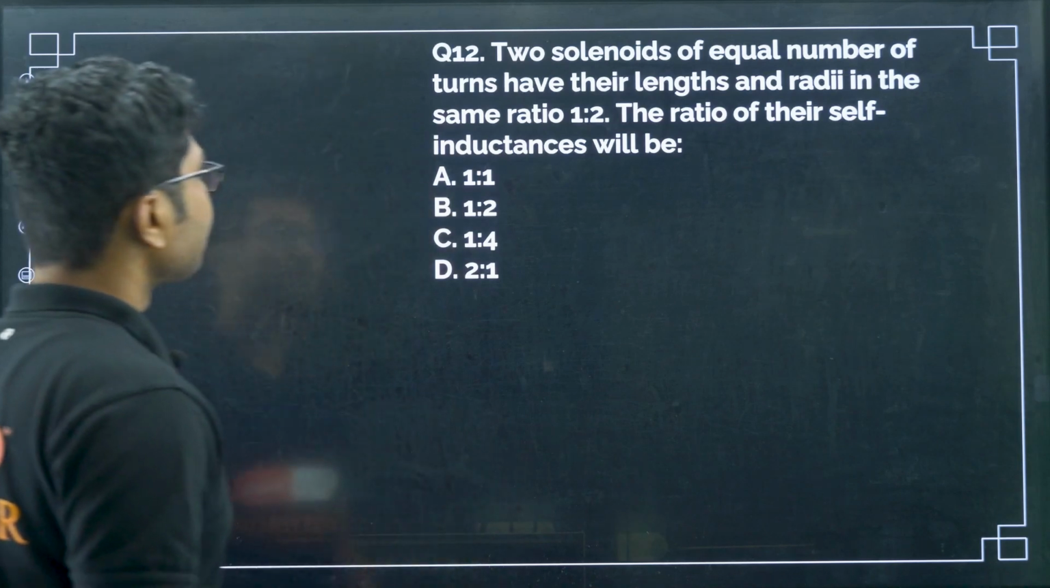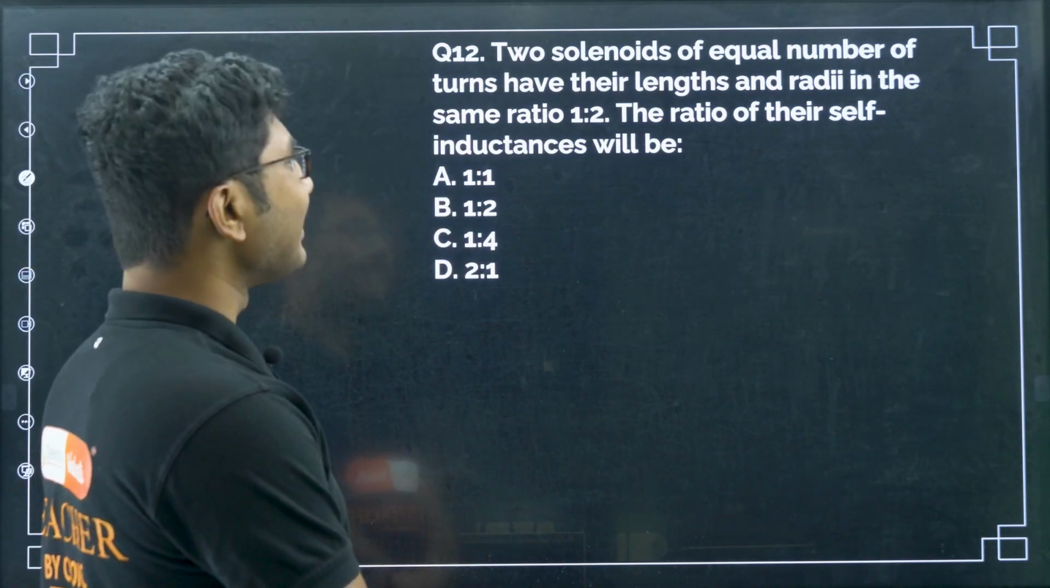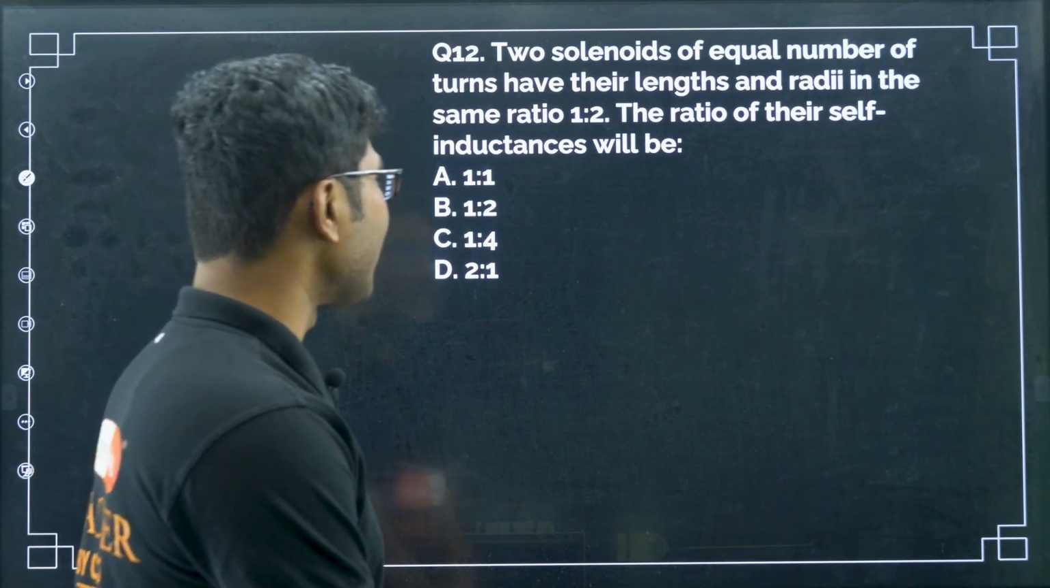Now, next question, two solenoids of equal number of turns have their lengths and radii in the same ratio 1:2.